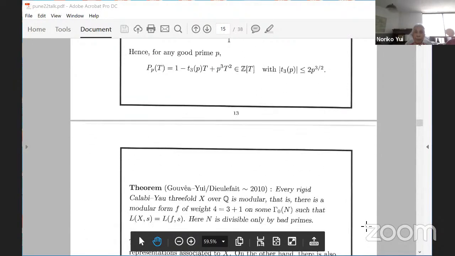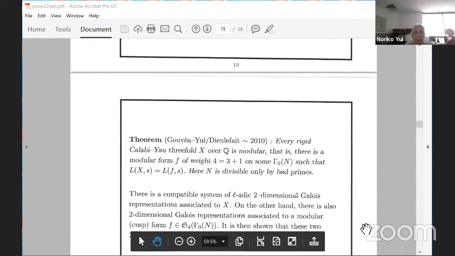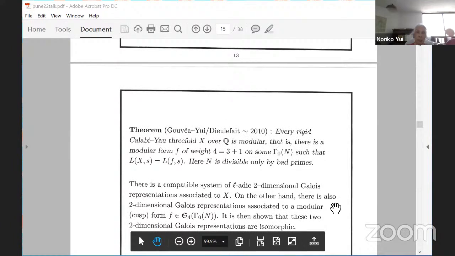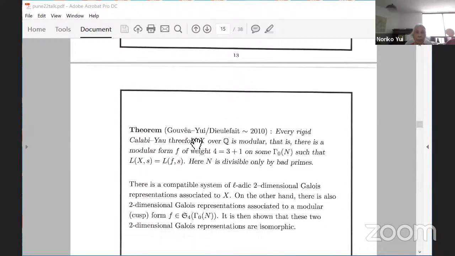So we know the modularity. We proved this around 2010 with Gouvêa, Yui, and then Dieulefait, independently. Every rigid Calabi-Yau threefold is modular. Okay, so that means we can find the modular form f of weight 4.